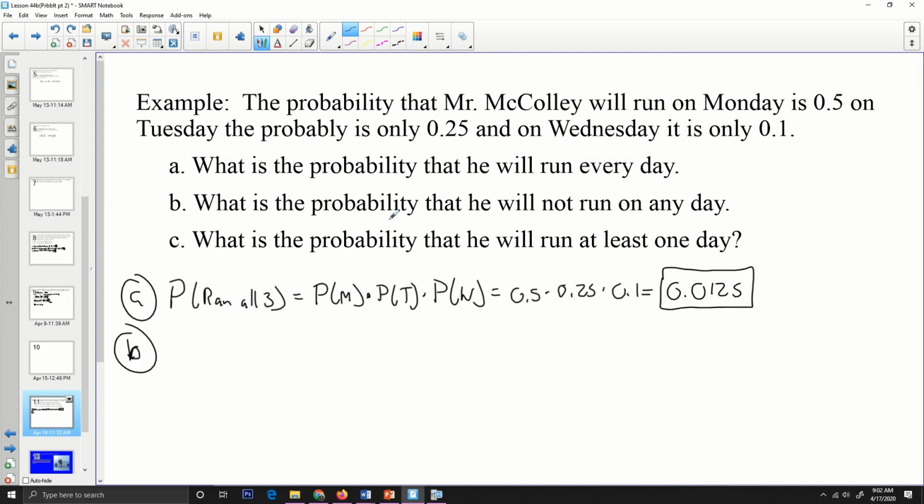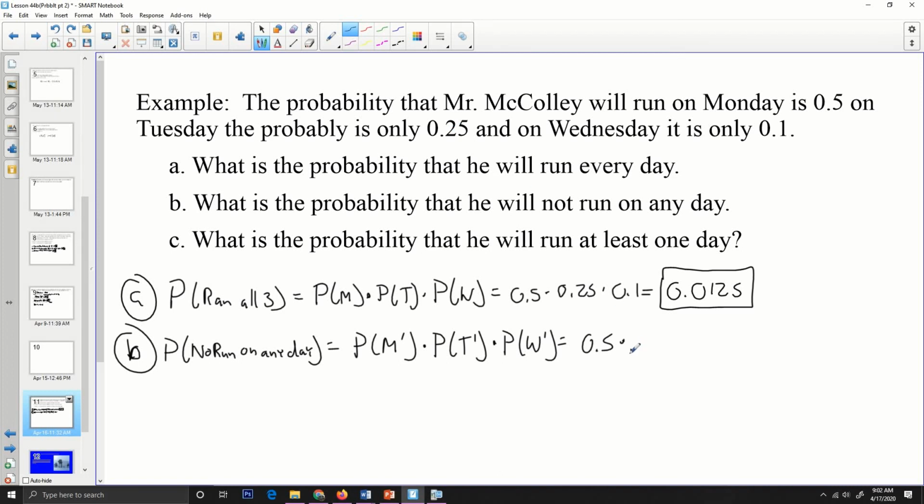So B, what is the probability that he will not run on any day? Okay, well, the probability of not running on any day will be the probability of the complement of Monday times the probability of the complement of Tuesday times the probability of the complement of Wednesday. So if the probability that he will run on Monday is 0.5, then the probability that he won't run is also 0.5. The probability that he runs on Tuesday is 0.25, then the probability that he won't run on Tuesday is 0.75. And if the probability that he will run on Wednesday is 0.1, then the probability that he won't run on Wednesday will be 0.9.